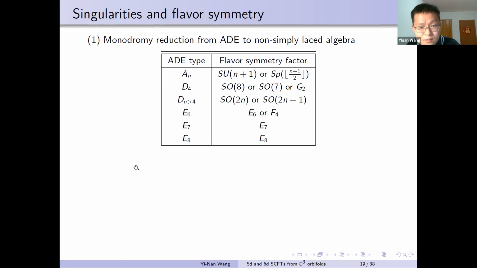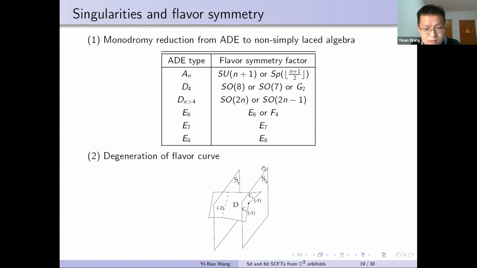Roughly speaking, there are 3 different reasons that we can understand. The first reason is that if you go from the Calabi-Yau 2-fold to the Calabi-Yau 3-fold, then even if you have a codimension 2 ADE singularity, there could be some kind of monodromy reduction effect that's analogous to the monodromy reduction in F-theory. For example, you start with some kind of A-type singularity, and it's reduced to a non-simply laced flavor symmetry group like Sp. But in many detailed cases that we have looked at, it's even more complicated than that.